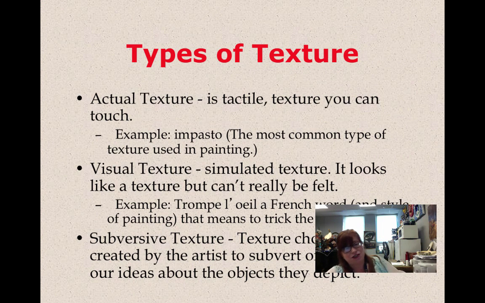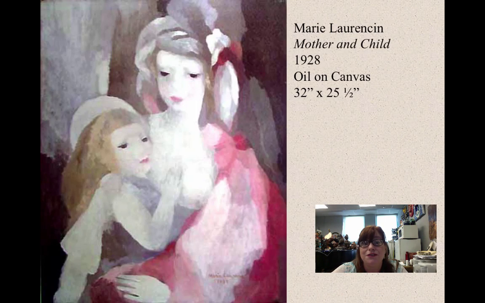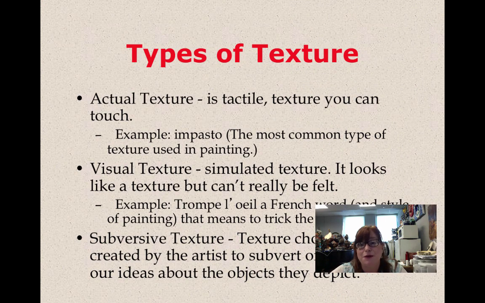So types of texture, again, we've got actual, subversive, visual. So actual texture is tactile. You can touch it. Tactile means touch. So for example, impasto, if you ran your fingers across the Kossoff painting, you would feel the texture. You'd also get nabbed by the guards in the museum, but that's another story.